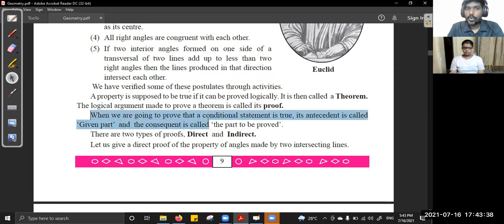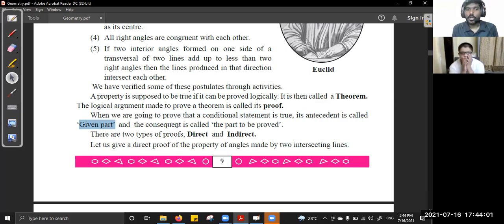Now, when you give a proof that a conditional statement is true, its antecedent is called the given part. Antecedent means the part after if. So that is called the given, and the consequence is called the part to be proved. So whenever you see a statement, the antecedent is the given part and the consequence is the part you have to prove by using logical arguments.